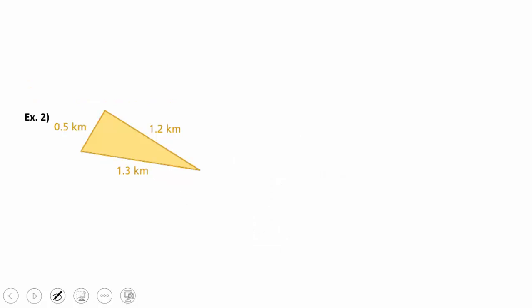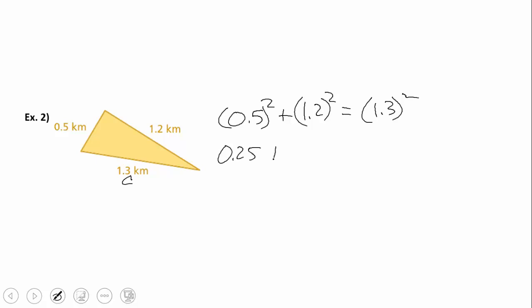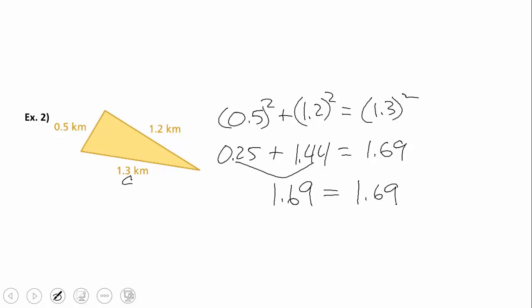Try it again. A squared plus b squared equals c squared. Well, c has to be the longest side. So the other two, 0.5 squared plus 1.2 squared. Is that equal to 1.3 squared? And the math says that 0.5 squared is 0.25 plus 1.2 squared is 1.44, and 1.3 squared is 1.69. And then when we add these two together, we get 1.69. Is that equal to 1.69? And the answer to that is yes, they are equal. So this, in fact, is a right triangle.